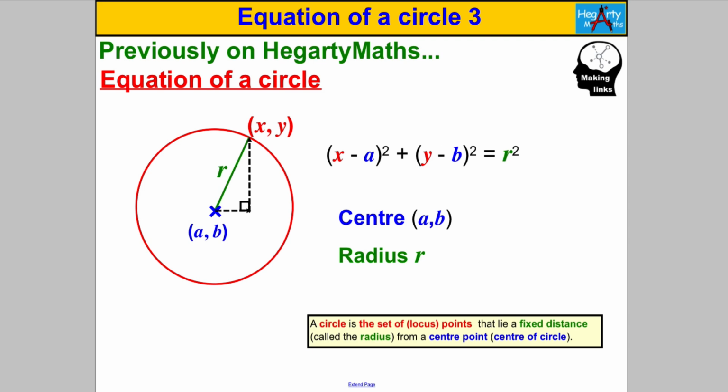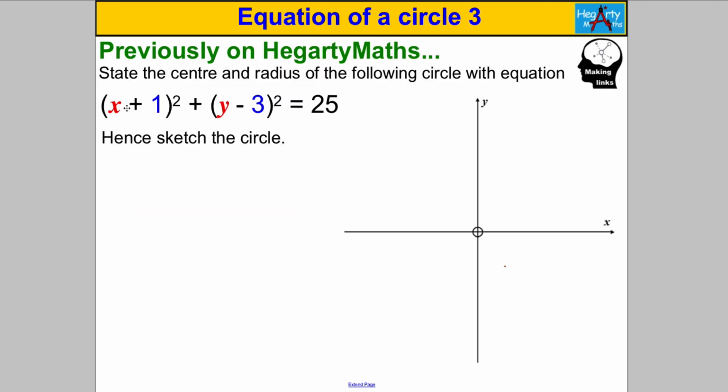Let me give you an example. Here's an example of a circle: (x + 1)² + (y − 3)² = 5². Just before I explore this circle, can you pause the video and double check that you know the centre of this circle and you know its radius, and having found those you can sketch the circle. So that was in Equation of a Circle 1. Pause the video, double check you can do that.